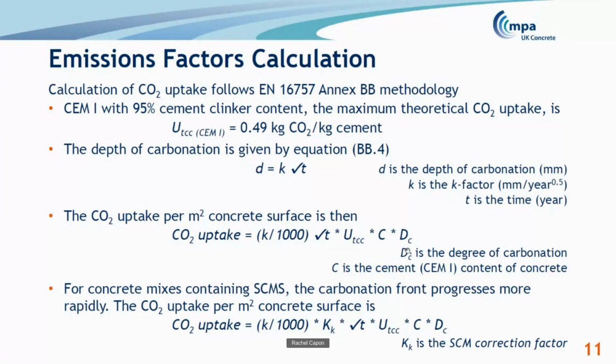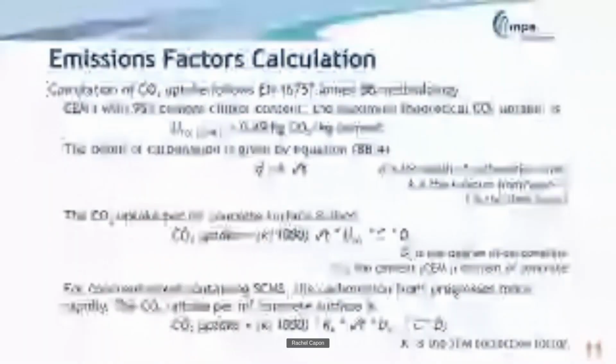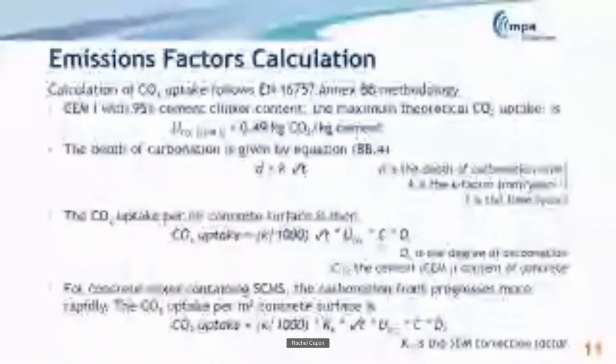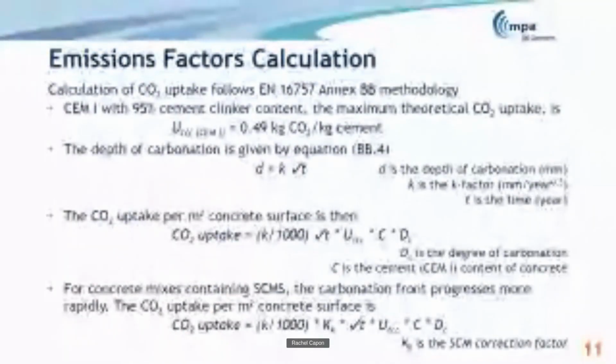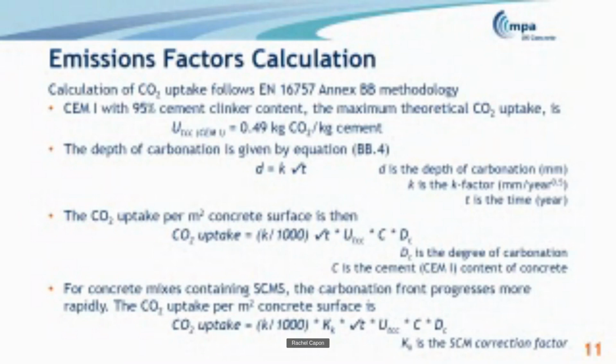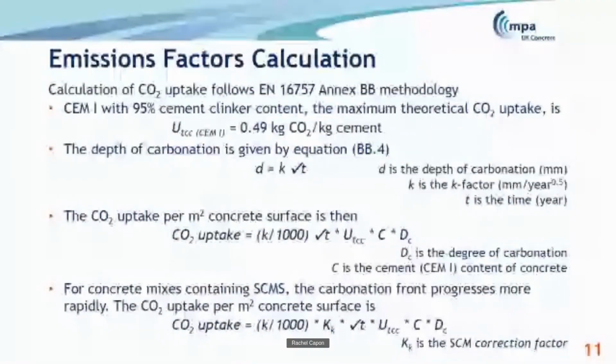So DC is the degree of carbonation, which is also given in the lookup tables. And C is the cement or CEM1 content of the concrete. Now, ideally, this should be based on clinker content, but within the constraints of this project, we don't have that data available. We're using CEM1 as a proxy for cement clinker.